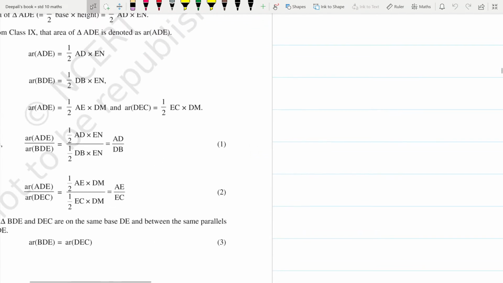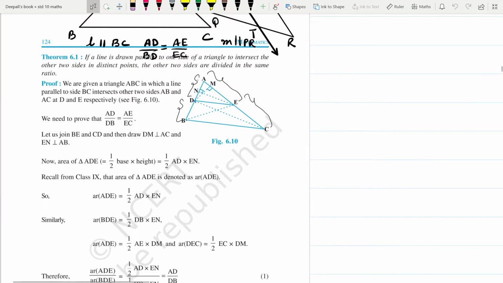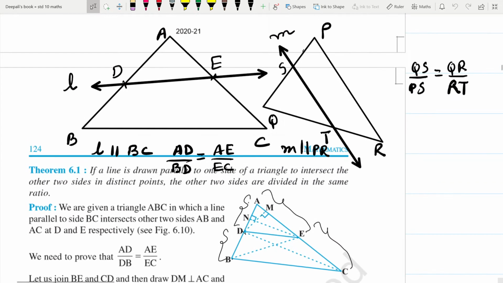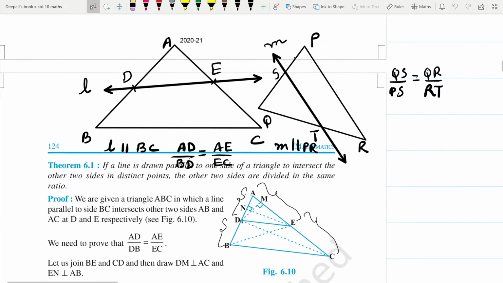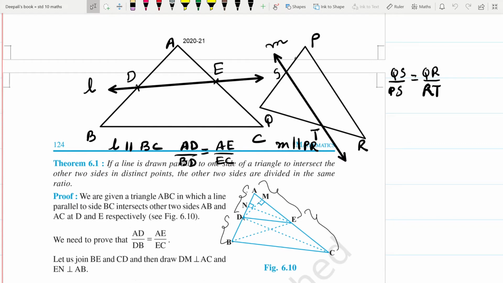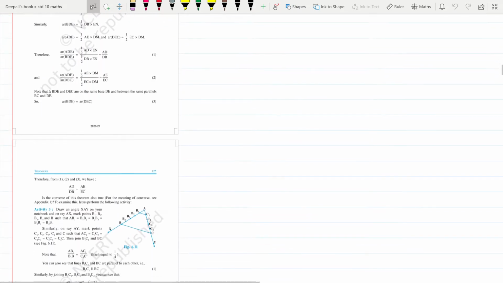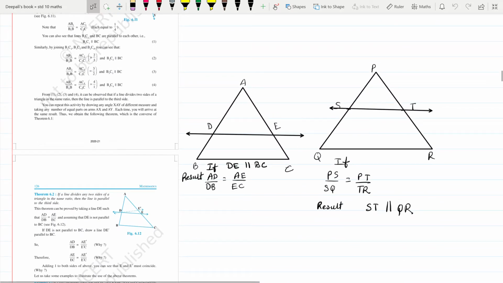We already understood in theorem 6.1 that if a line is drawn parallel to one side of a triangle to intersect the other two sides in distinct points, the other two sides are divided in the same ratio. That is, if in triangle ABC, DE is parallel to BC, then AD upon BD is equal to AE upon EC. And the converse of this, theorem 6.2, is also true.